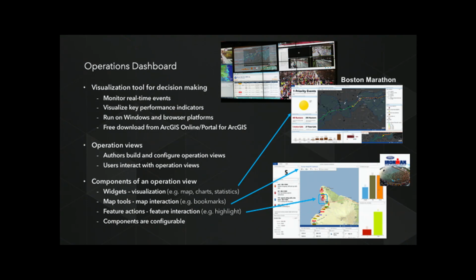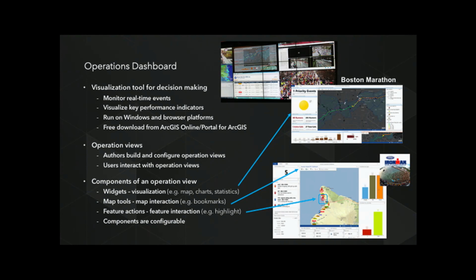Second type of key components is called map tools. If you look at each of the map widgets, at the top there's a toolbar with a bunch of tools that you can use to interact with the map. To give you an example, you can put a bunch of bookmarks on your map so it can help you navigate to different places on your map.